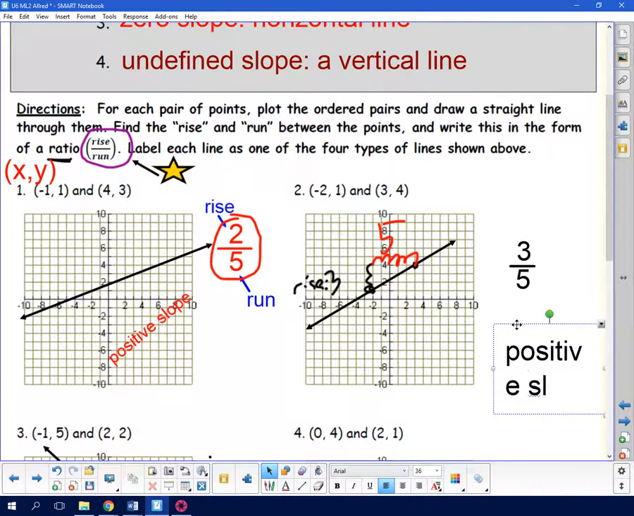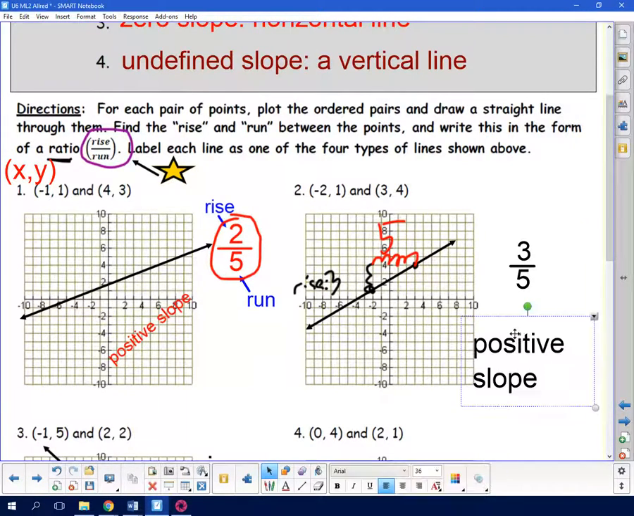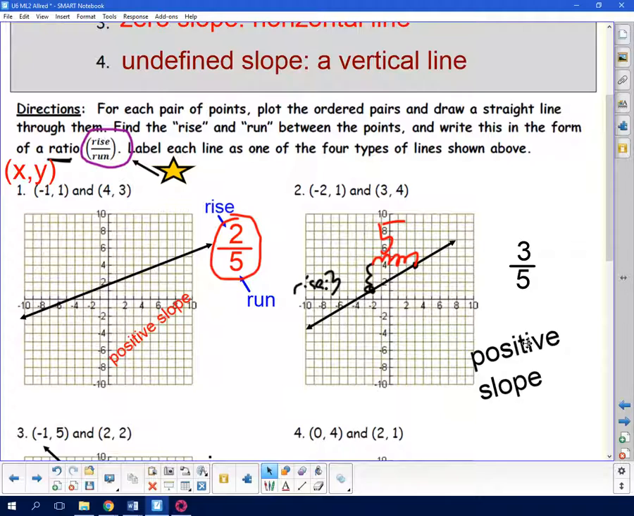Oh, spelling is hard. Did you know that? Spelling is so hard. That's a positive slope, okay, on that line right there.